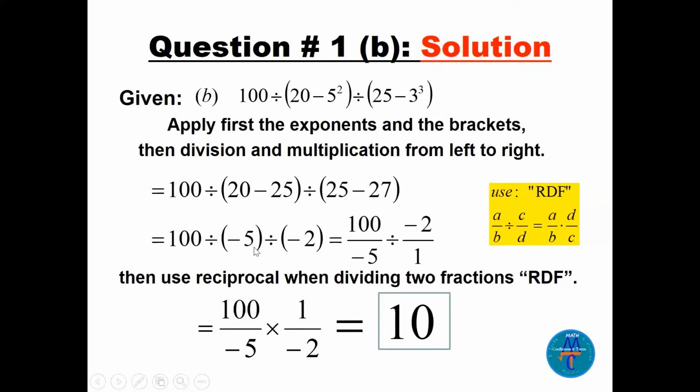Now we have two divisions. Look here, two divisions. I have to start with the first division, using RDF. So 100 divided by minus 5, divided by minus 2 over 1. So now I have a over b. See the first division, this is the division here. Now the second one, in the formula RDF, a over b divided by c over d will be a over b times d over c, 1 over minus 2. So the minus will go and the answer is 10.